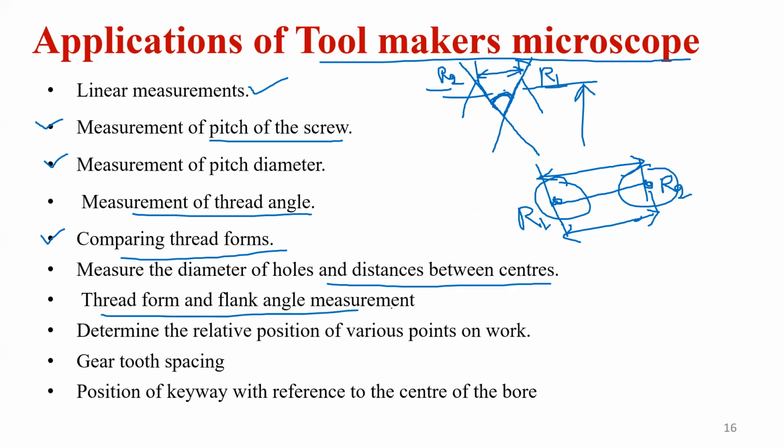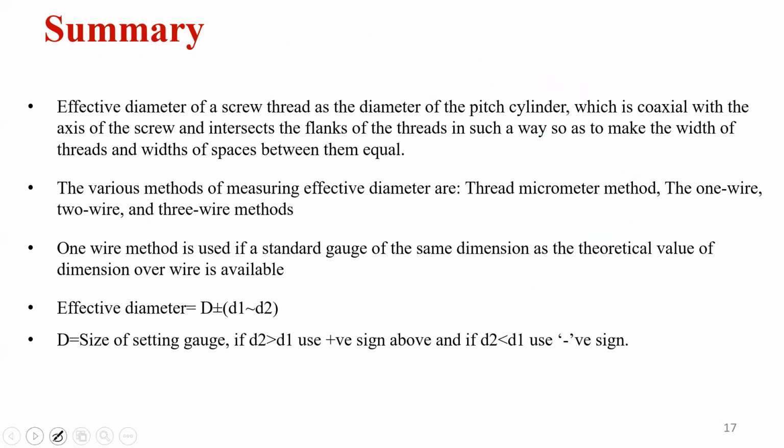And for thread form and flank angle measurement, you can determine the relative position of various points on the work. Gear tooth spacing can also be measured using the toolmaker's microscope. The position of a keyway with reference to the center of the bore can also be measured with the help of the toolmaker's microscope. So this is today's class.